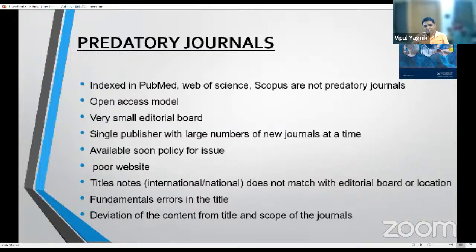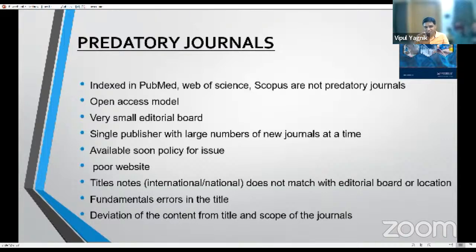Second important criteria is open access model. If you are publishing your article in open access model, you have to be very careful. One very important difference is, all the predatory journals are open access journals, but on the other hand, all open access journals are not predatory. So when you are publishing in an open access model, you have to look at the indexing, where the journal is indexed.